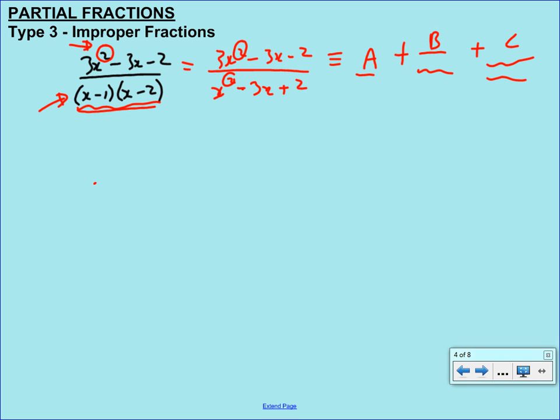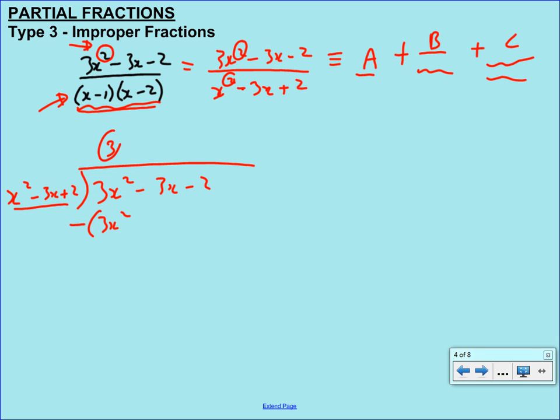So let's do the algebraic long division then. So I'm dividing 3x squared minus 3x minus 2 by x squared minus 3x plus 2. So how many x squareds in 3x squared? Well, there's 3 of them. Minus bracket, times out this thing by this.